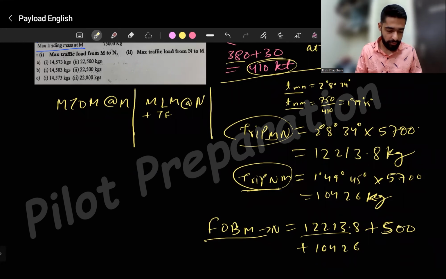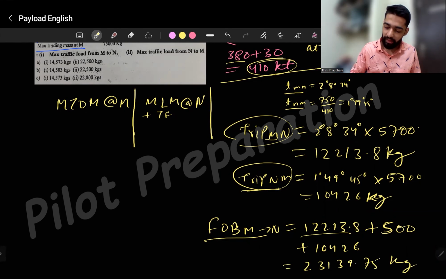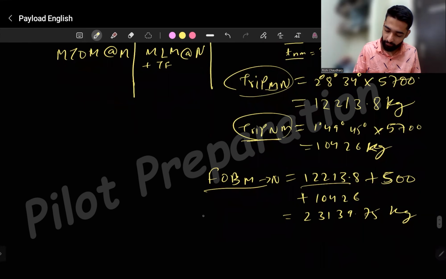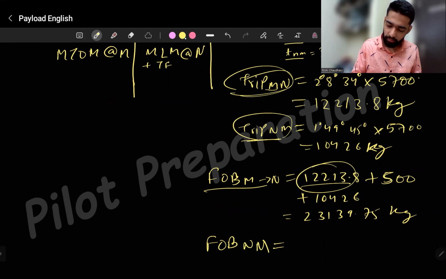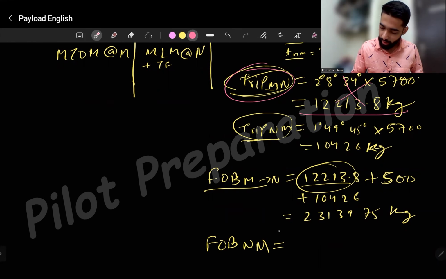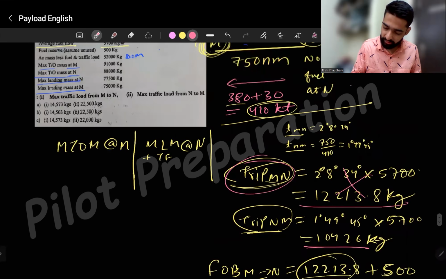So this comes out to be 23139.75 kg. So this is my FOB from M to N, and FOB from N to M will be how much? N to M will be, this one will be consumed, right? This trip fuel will be consumed till then. So I will have only this one from N to M when I'm going from N to M, this direction.